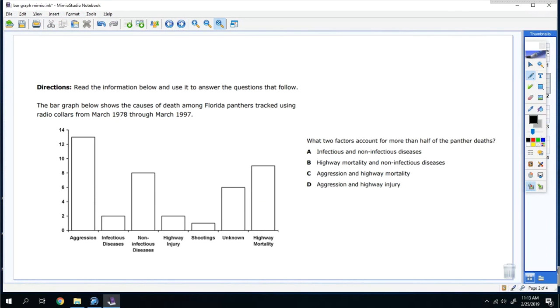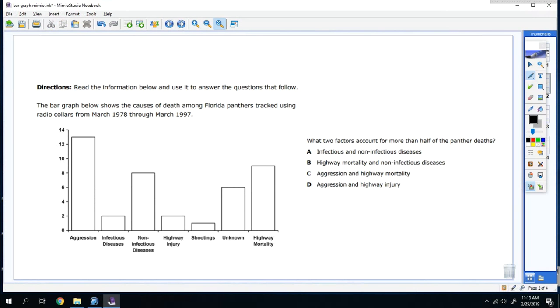All right, next one. Read the information below and answer the questions that follow. The bar graph below shows the causes of death among Florida Panthers tracked using radio collars from March 1978 through March 1997. Which two factors account for more than half the Panthers' deaths?